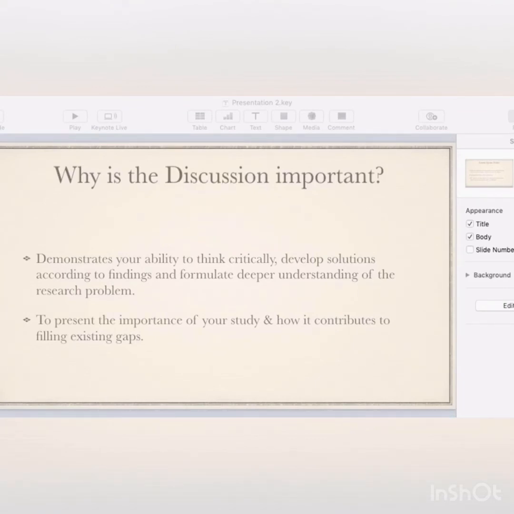So essentially, whilst writing the proposal, one section which must be included in the proposal is the justification of the study. This part essentially takes over. You're given a chance anew to discuss the importance of your study and how it contributes to filling existing gaps of knowledge in the problem being investigated.